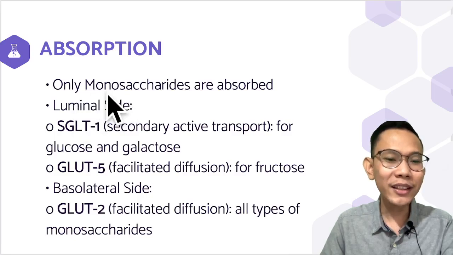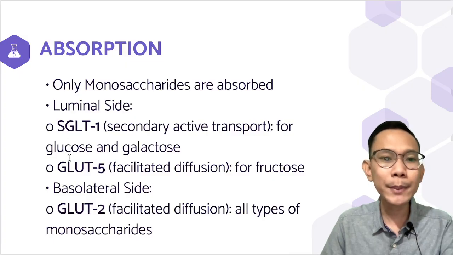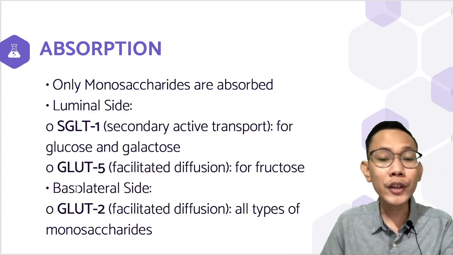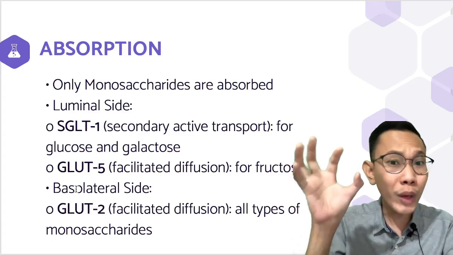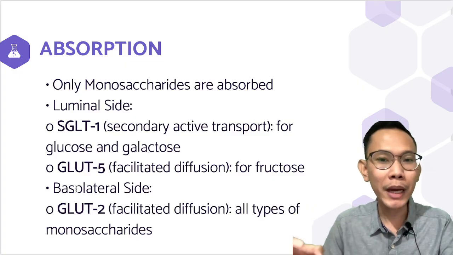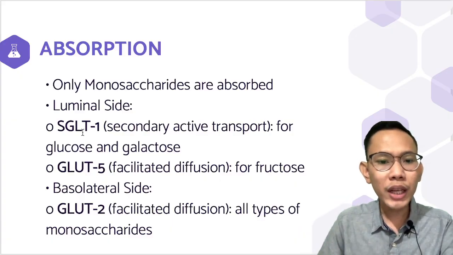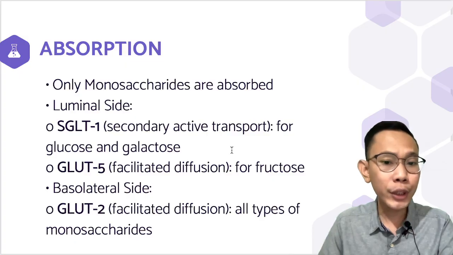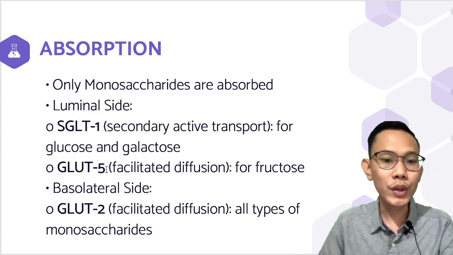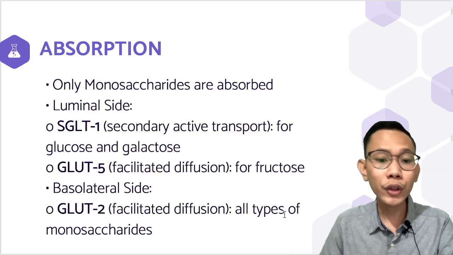So in the luminal side, your SGLT1, these are different transporters. Baka nako-confuse kayo. These are transporters. Pag sinabi natin transporter, that refers to the different transporter that will transfer your monosaccharide going to your system or to be absorbed in the body. So, anong ginagamit niyang transporter para makapasok sa ating katawan? Your SGLT1, your secondary active transport for glucose and galactose. Your GLUT5 through your facilitated diffusion for fructose, and at the basolateral side, your GLUT2 using also your facilitated diffusion, all types of your monosaccharide.